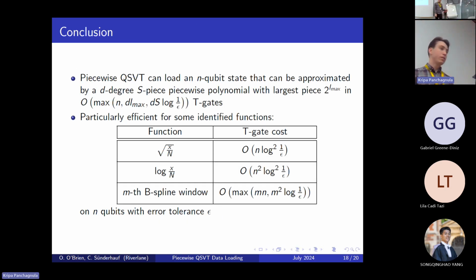So the main takeaway is that if you have a low degree piecewise polynomial, you can load it in the degree times number of regions rotation gates. And there's a couple of efficient examples. And yeah, that's it. So any questions, I'm very happy to take them.